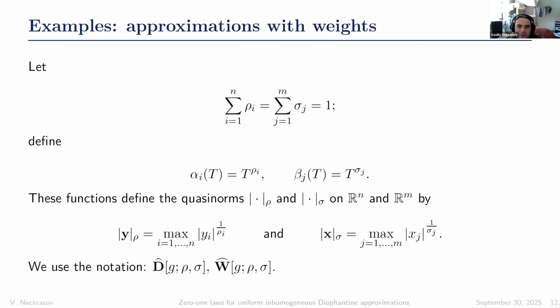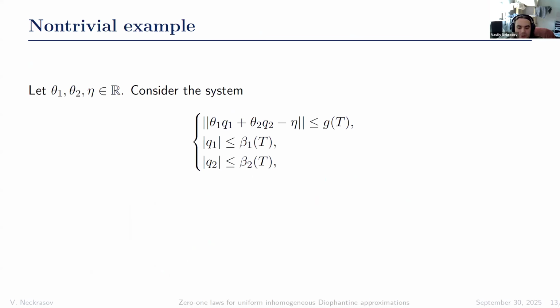Maybe a bigger difference can be shown, I will show it on a special case, on this next slide. So let us, for a moment, instead of a general matrix theta, just for simplicity, consider an affine form of two variables, theta 1 q1 plus theta 2 q2 minus some shift eta. And let's also, for simplicity, say that the function alpha of t is just equal to t itself. So we are just approximating by the function g.